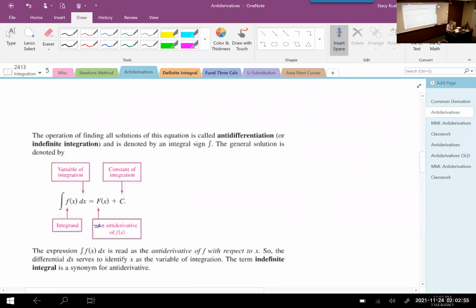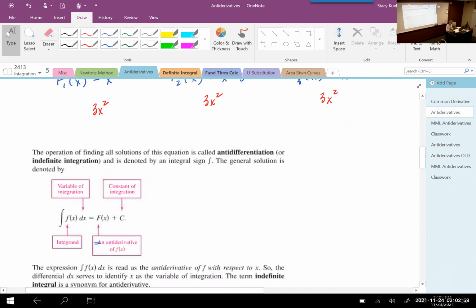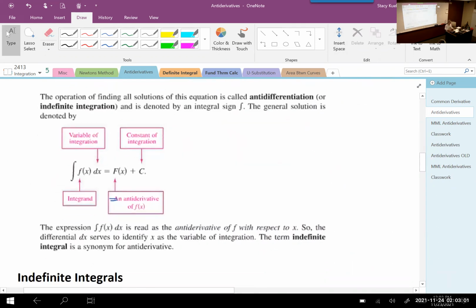So what we find here then is this operation of finding all of the solutions is what we call anti-differentiation, or in other words, which is a big mouthful, indefinite integration. Right? I don't have a boundary set on this. I don't have an upper or lower bounds. I have an indefinite integration, and it is the idea of finding that whole family of functions.